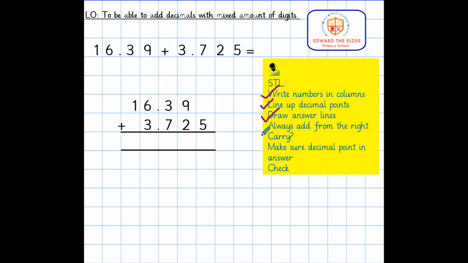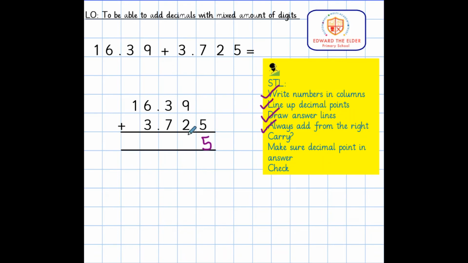As you will be aware from the previous learning, we always add from the right. We're going to start in this column here, which is the thousandths. So we've got 5, we've got nothing here, so it's 5 all on its own. So I'm going to carefully draw that. It's very tricky. So I'm going to tick that to remind me that I've done it. Did we need to carry here? No, but we might need to in a second.